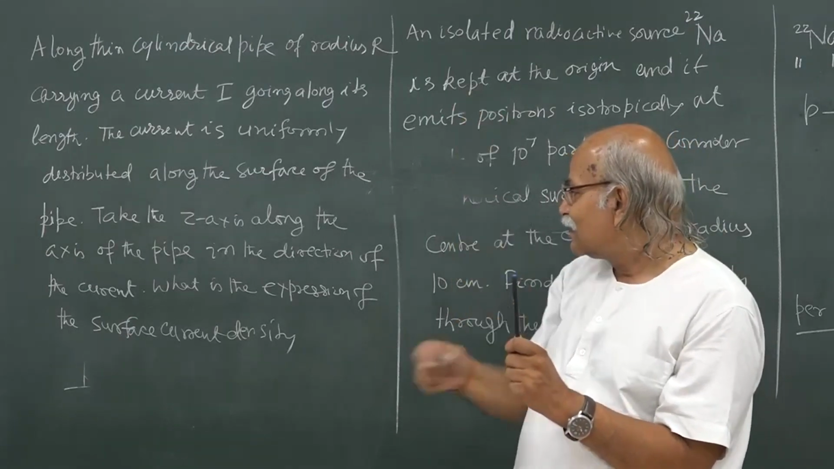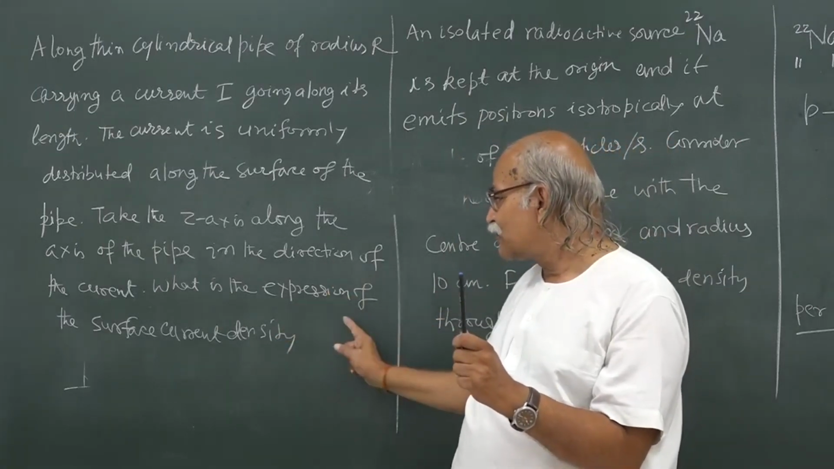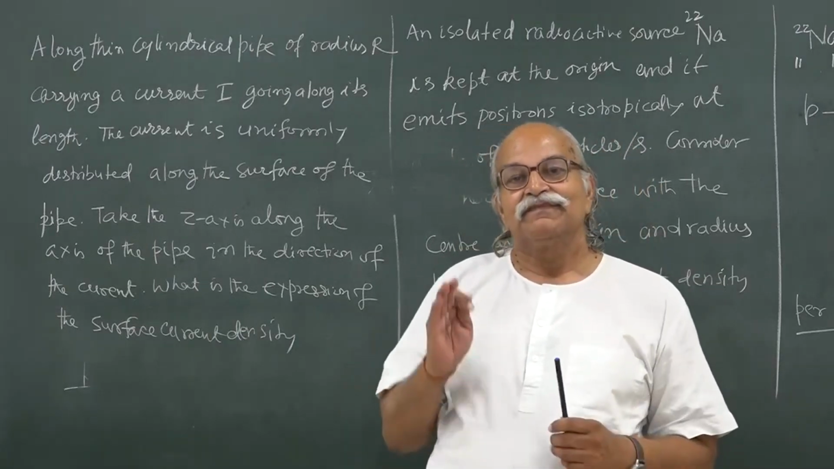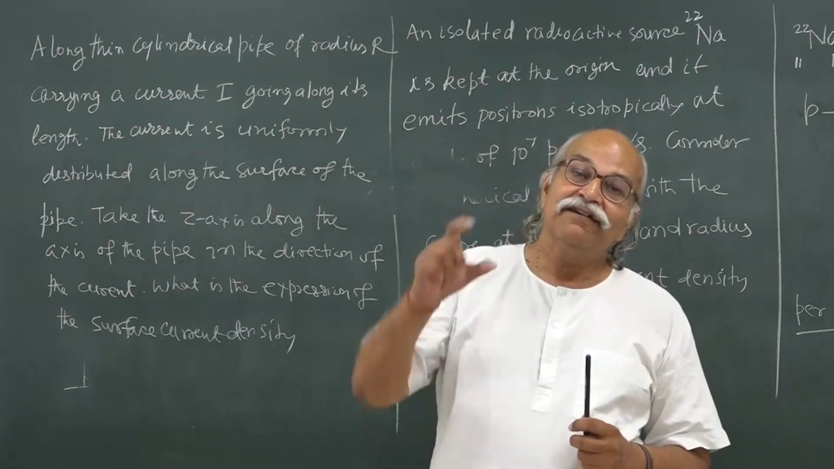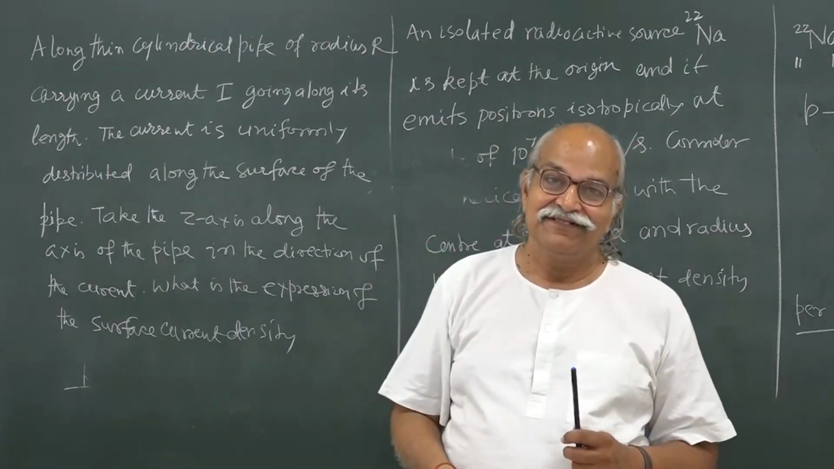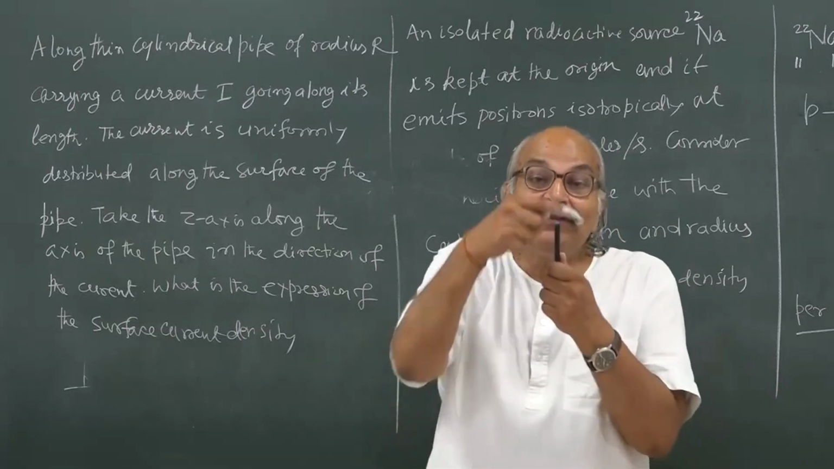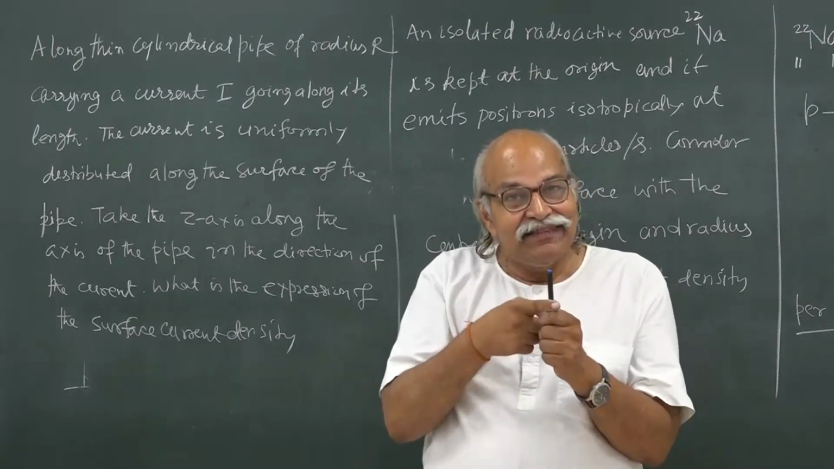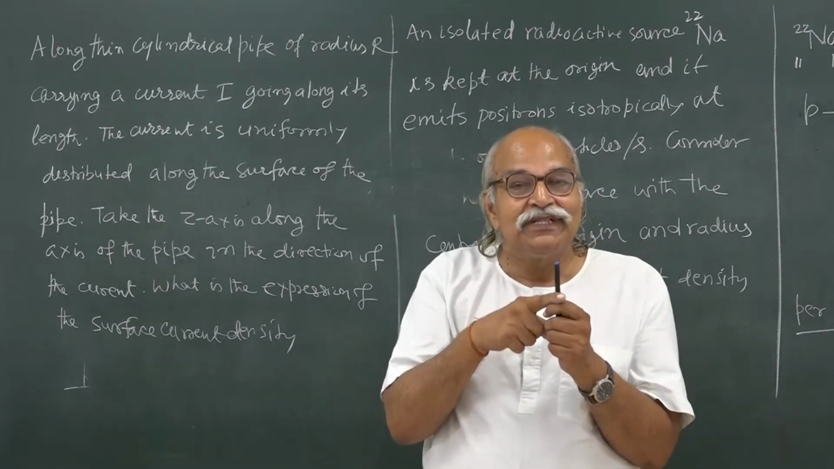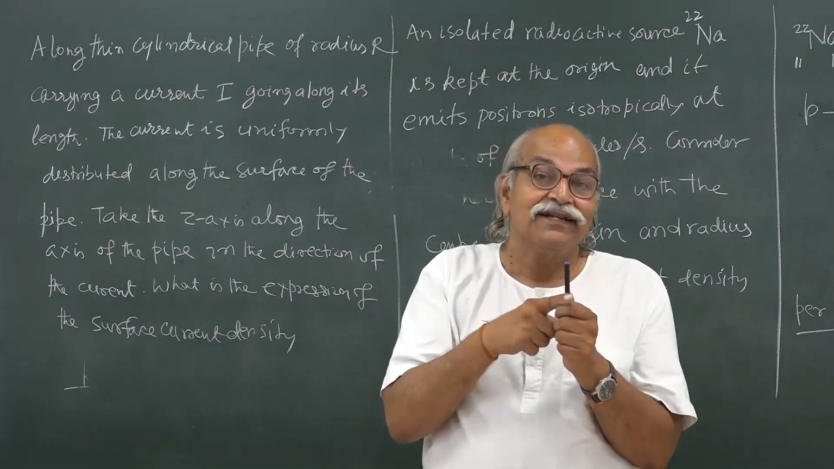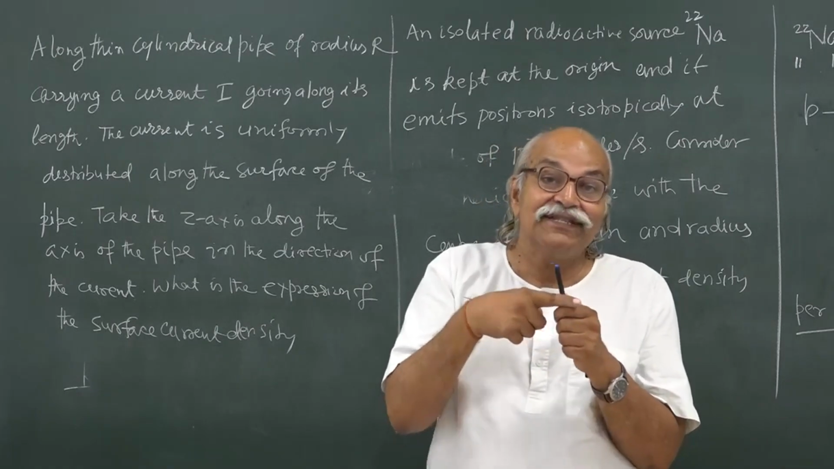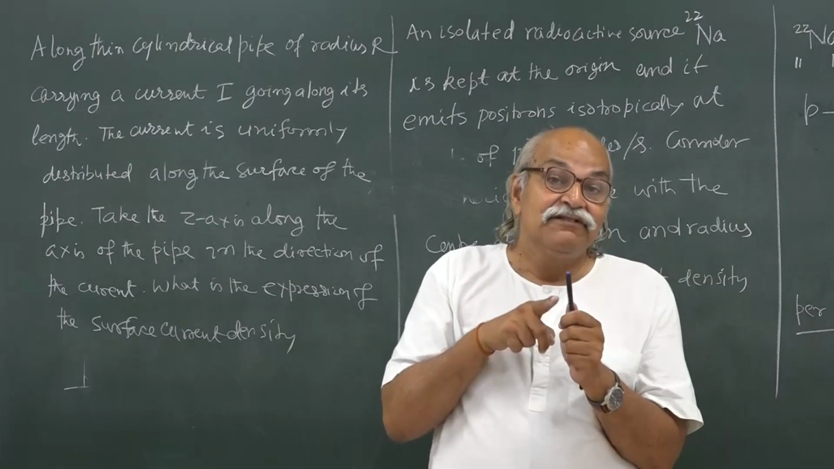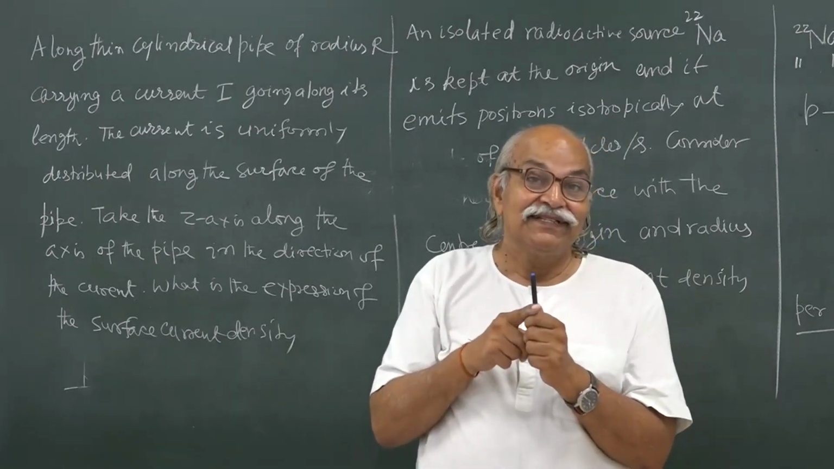Z axis is here, and then we have to find the expression for the surface current density. So, the surface current density is current crossing a given length divided by that length. You have a surface, on the surface you draw a line, and then see how much is the current through that line, how much charge is crossing that line from one side to the other side per unit time, that is the current divided by the length of the line, that is surface current density.